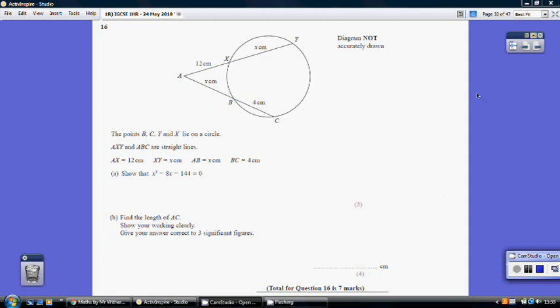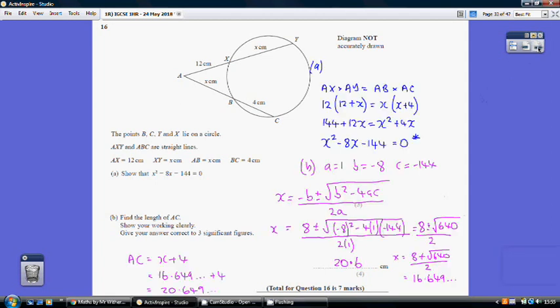Question 16. So for part A, you've got to appreciate one of the circle theorems that you only need for the IGCSE. You've got to appreciate that AX multiplied by AY equals AB multiplied by AC. So it's that shorter length there multiplied by the total length equals that shorter length there multiplied by that total length. So 12 multiplied by 12 plus x equals x plus x multiplied by x plus 4.